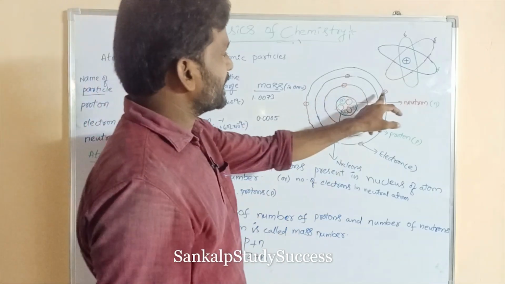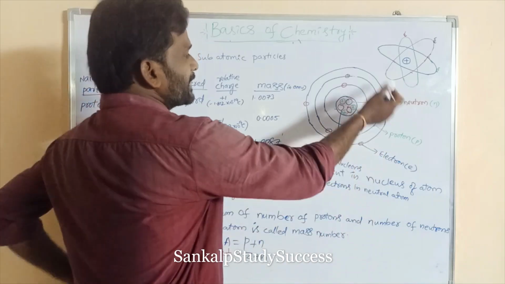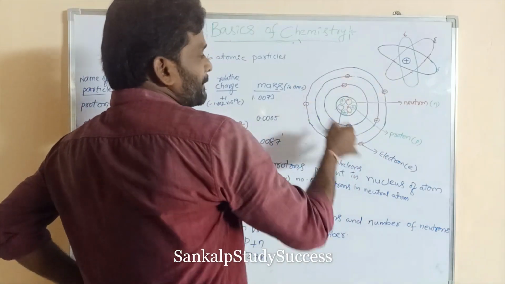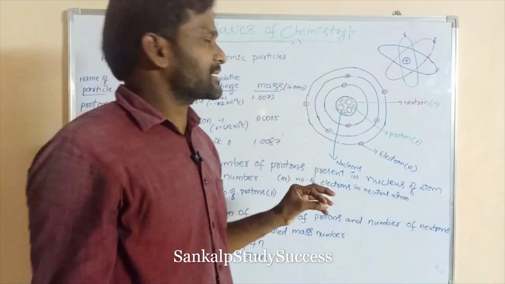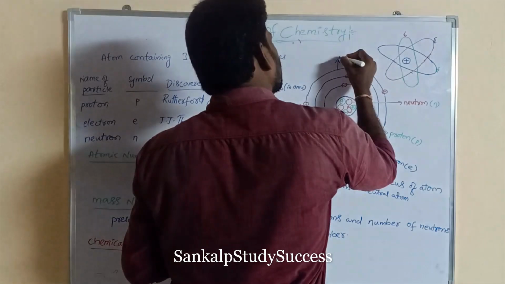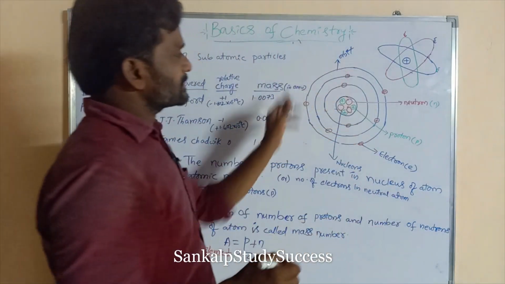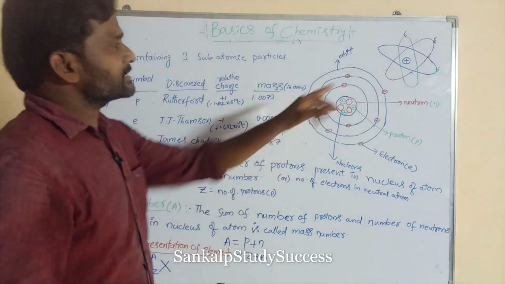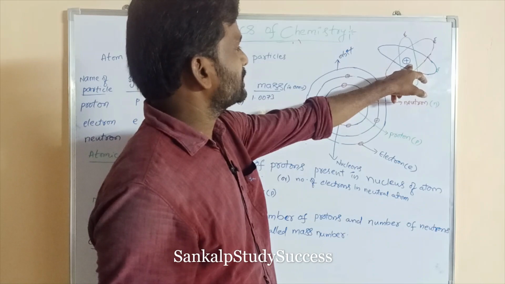And the electron is the negative particle. It revolves around the nucleus in a circular path. These circular paths are called orbits, or shells. Here, this is the nucleus, and both diagrams are the same.